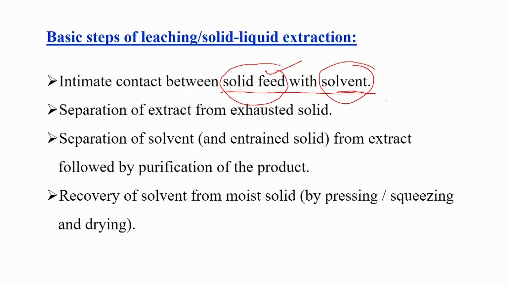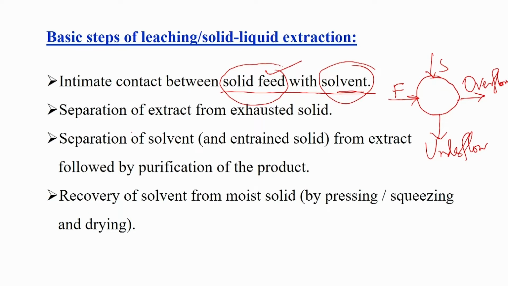Suppose this is our leaching system, we have this feed and we have added the solvent, then we allow this system to separate into two parts. One is called the overflow, another one is called the underflow. So, we need to separate the extract. This overflow is nothing but the extract, and whatever is exhausted is called the underflow.